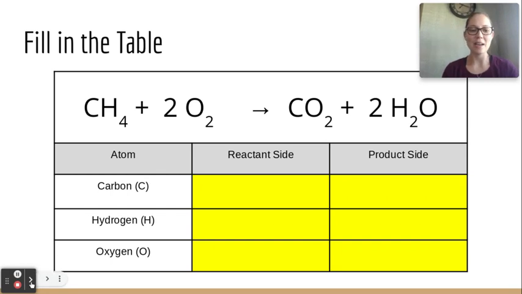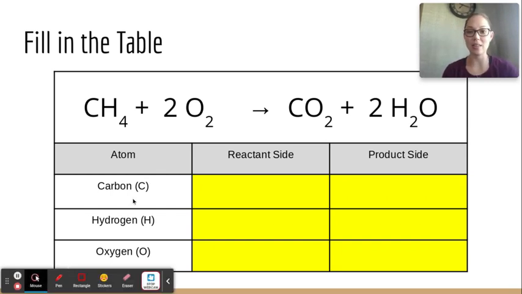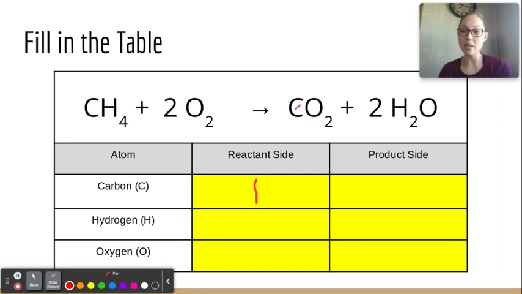All right, welcome back. So let's go over these answers together. We're just going to look at the reactant side and then the product side for each of our atoms. So we have one C here to represent one carbon. Do we have carbon anywhere else in our reactant side? The answer is no. So from our reactant side, we just have one carbon. What about on our product side? I see one here. Do we have any other ones? Hopefully you said no. So we just have one carbon.